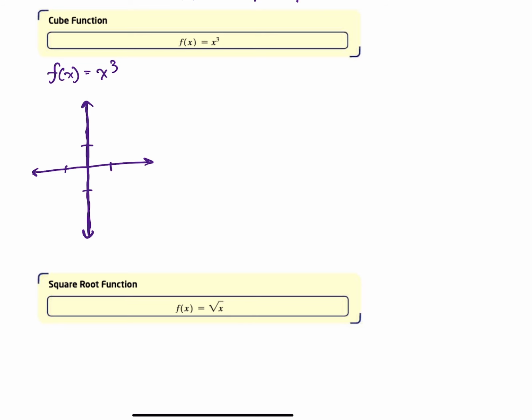So I know we'll have the point 0, 0. 0 cubed is 0. 1 cubed is positive 1. And negative 1 cubed is negative 1. The odd powers preserve the negative. And if you recall, you get a nice curved shape. This will be 1, 1, 0, 0, and negative 1, negative 1.